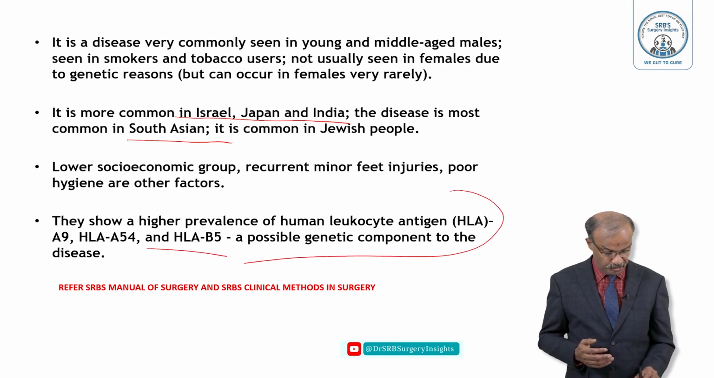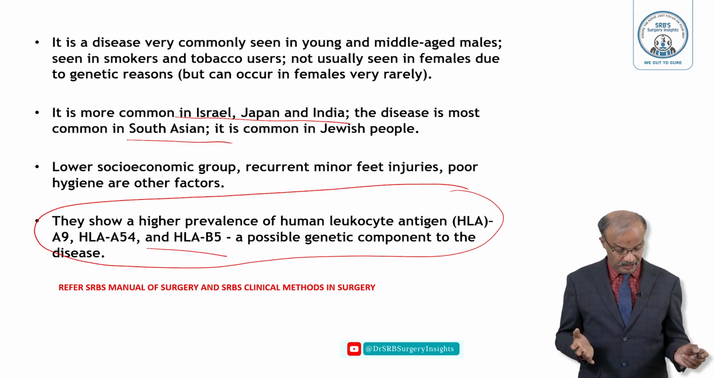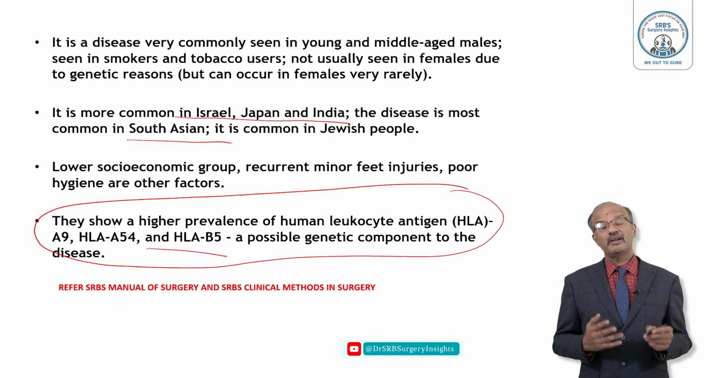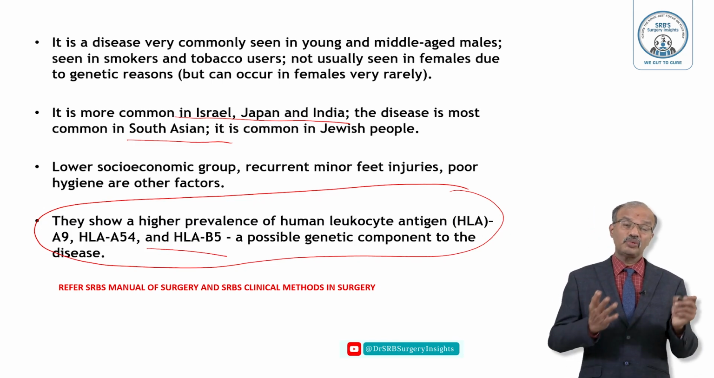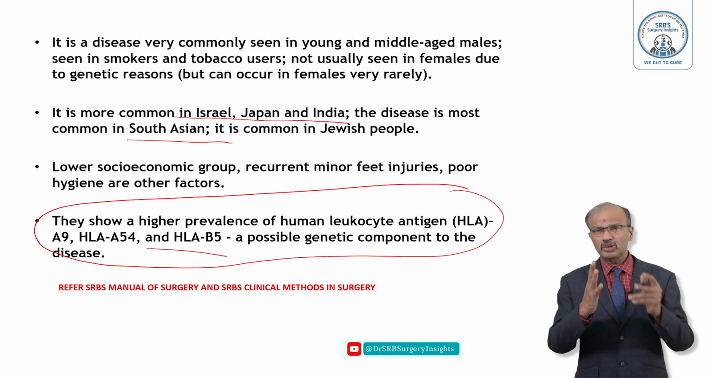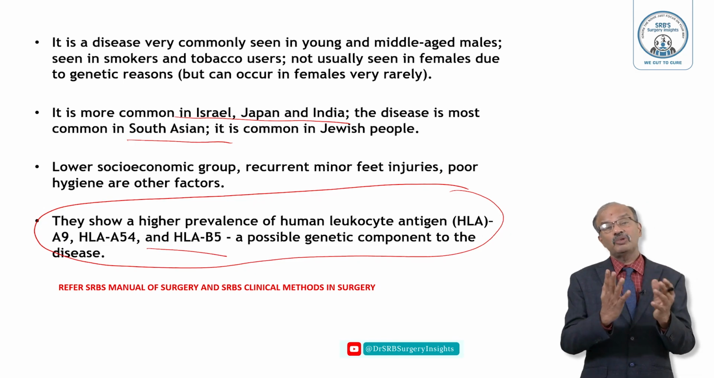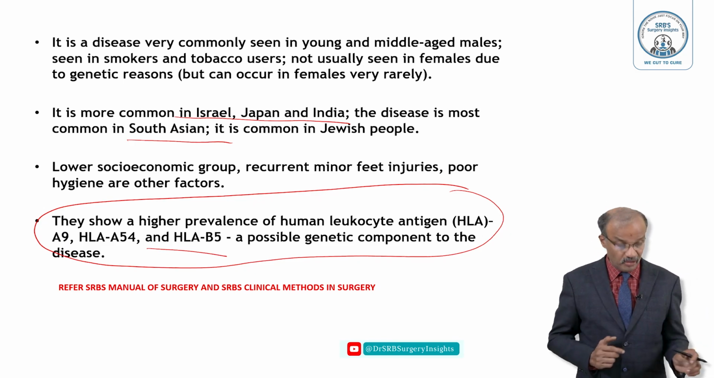Maybe these things are useful as far as MCQs are concerned: which HLA antigens are involved in developing TAO, which socio-economic group it involves, and that males are exclusively involved. All those specific points, always remember when somebody discusses TAO or thromboangiitis obliterans.